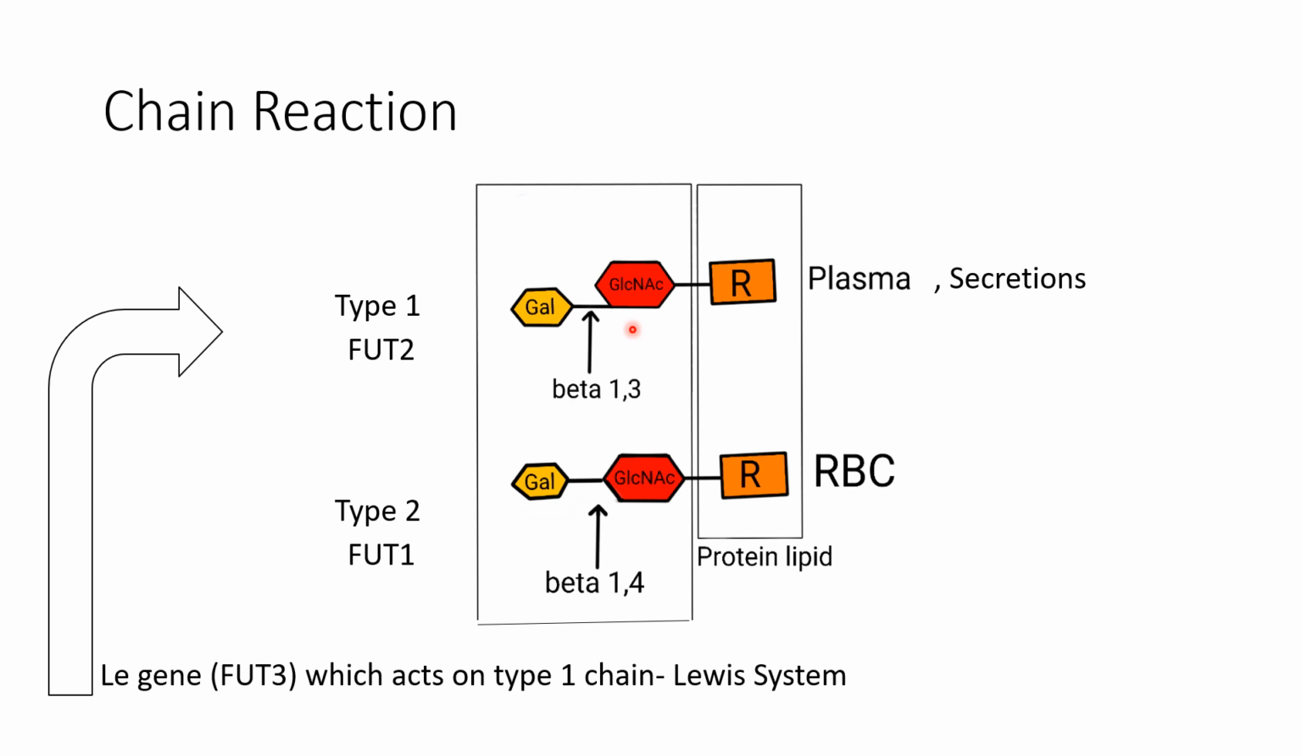Now, which enzyme acts on type 1 and which enzyme acts on type 2? Remember, it is opposite. On the type 1 chain the FUT2 gene will act, and on the type 2 chain FUT1 will act, or the fucosyl transferase, or the H gene. That is why the H gene, which is the most important gene here, acts on the type 2 chain, right? The FUT1 gene will act on type 2 and FUT2 will act on the type 1 chain. There is another gene called the Lewis gene which will also act on the type 1 chain. Let us forget that; I'll talk about it later.